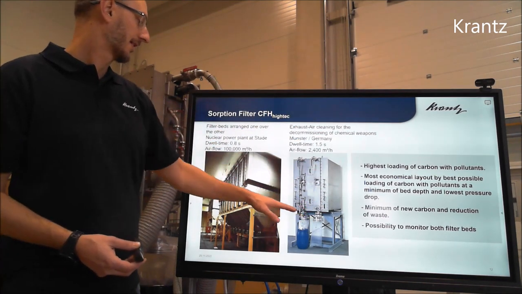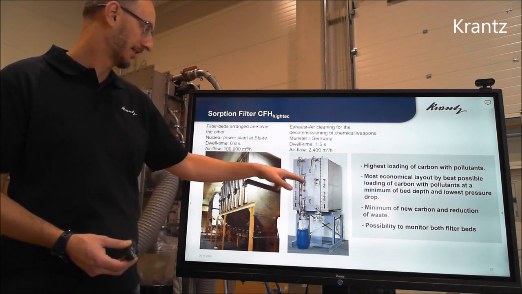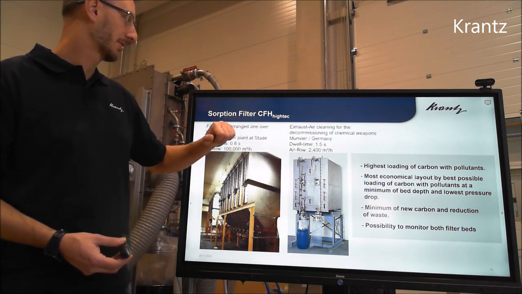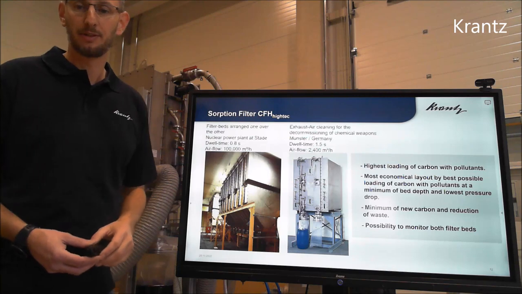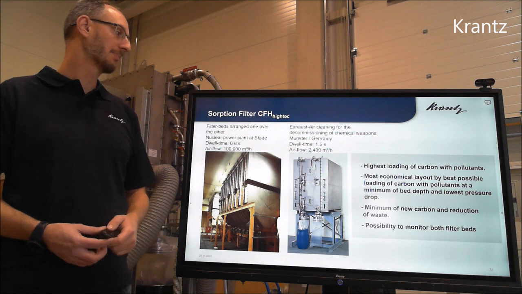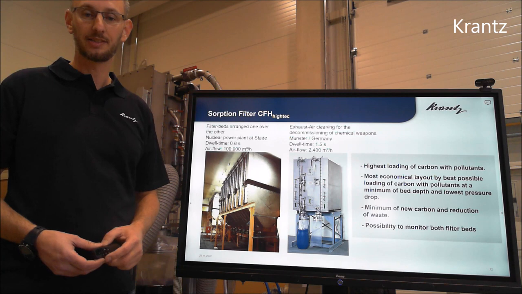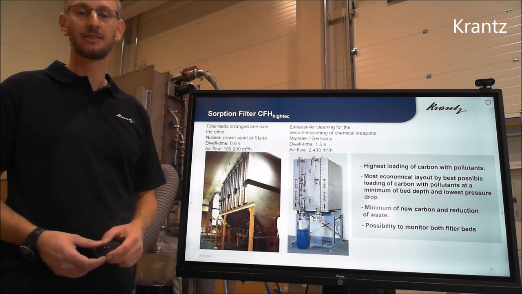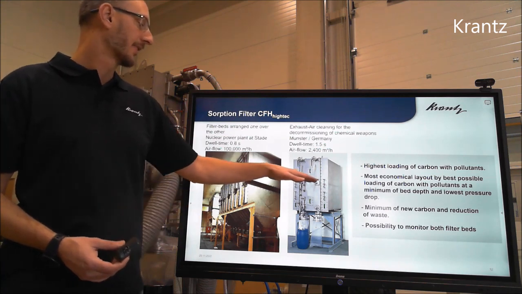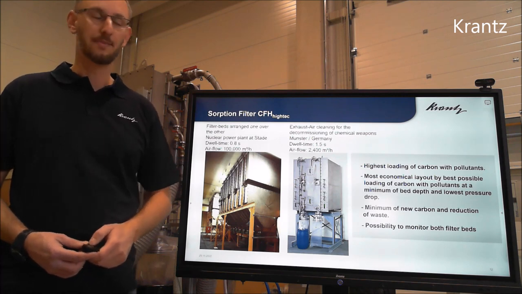Here we have another installation. You see also the slide valves here, barrier slide in the middle. We have here 2,400 cubic meters per hour and a dwell time of 1.5 seconds, because this was used for chemical decommissioning, chemical weapon decommissioning, where you have high risk pollutants, gaseous pollutants, which you need to absorb, and a lot of pollutants. So in this case, you can save a lot of carbon during the lifetime of the system.